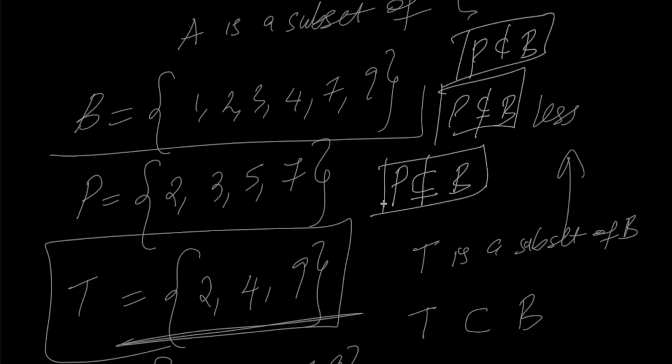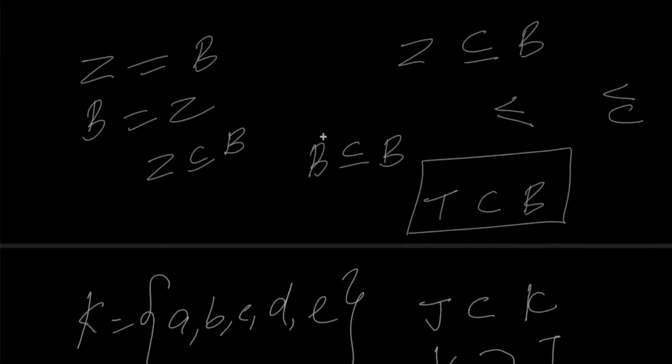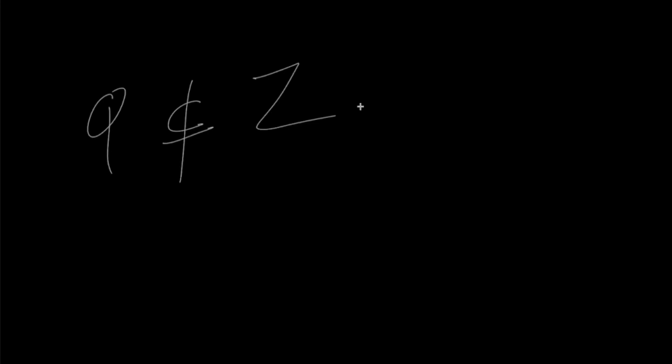Pair B, we write it like this. What? Not a subset. Not a proper subset. Not a subset of what? Of B. Either way you are correct. But invariably, the best way to write that is, all the time, something like Q is not a subset of Z. You now know the difference.